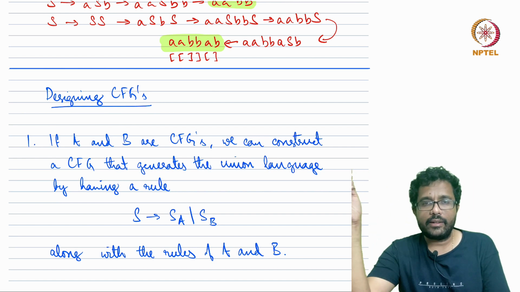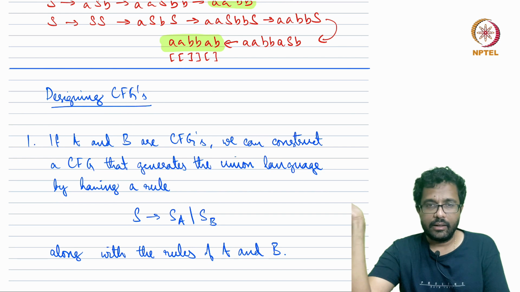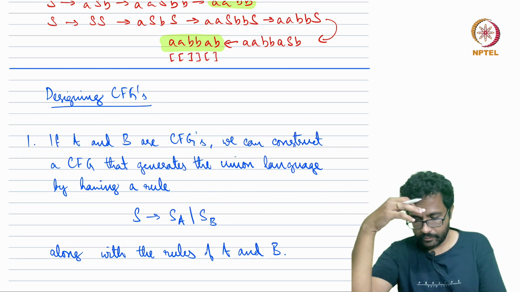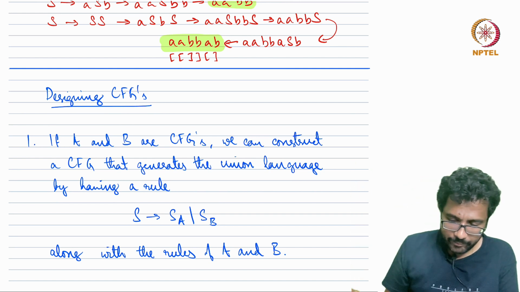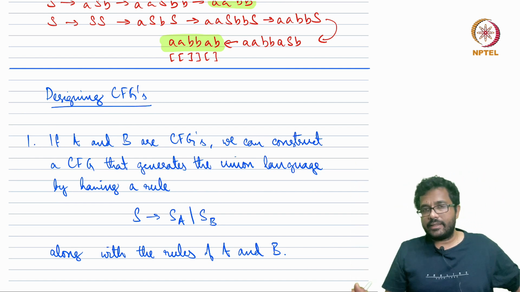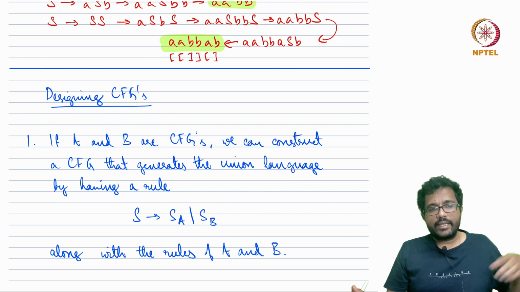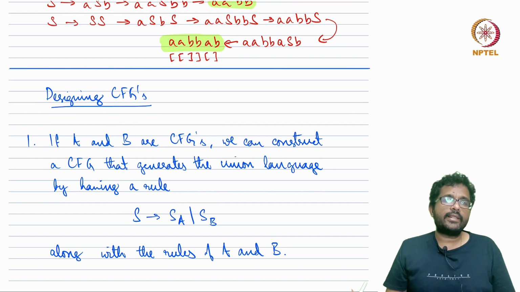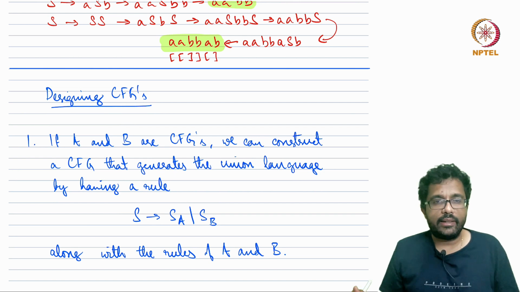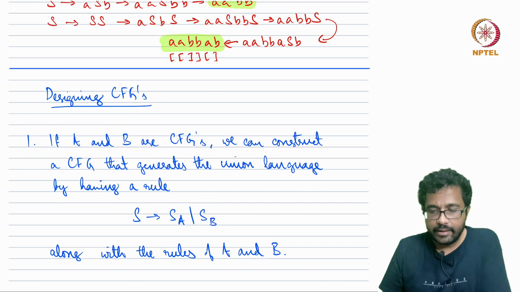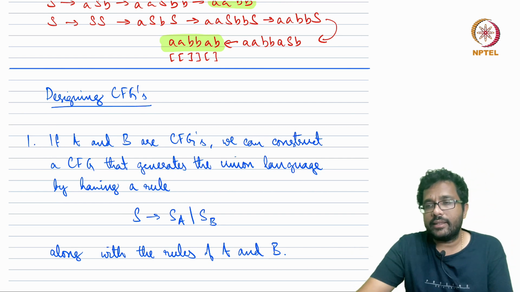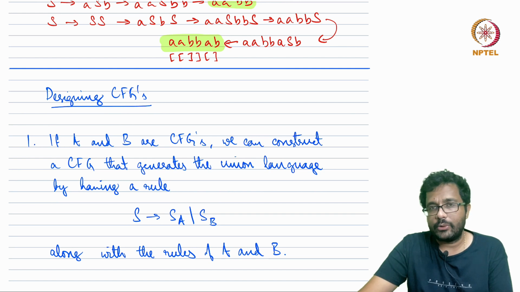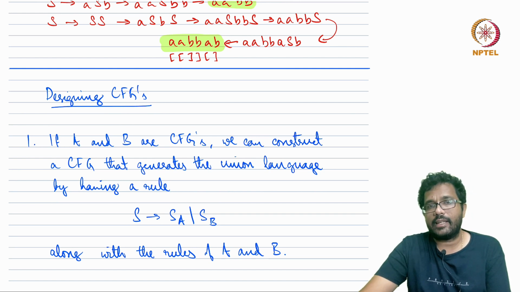Suppose A and B are two context free grammars, meaning we have separate sets of rules. A generates some language and B generates some language. Now can we design a grammar that generates the union of whatever A generates and whatever B generates? We know that union is a regular operation and regular languages are closed under union. Is it true for context free languages?